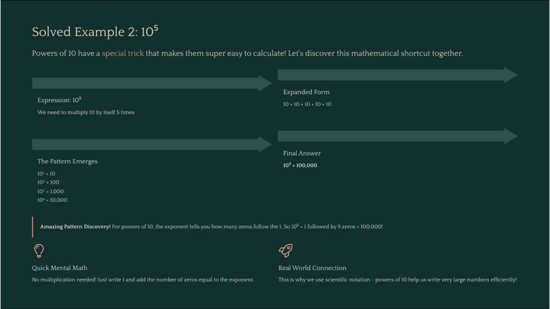Powers of 10 are special, and they're really easy to calculate. Look at 10 to the power of 5. You could write out 10 times 10 times 10 times 10 times 10. But there's a trick. The value of the exponent tells you exactly how many zeros follow the 1. Since the exponent is 5, you write the number 1 followed by 5 zeros. That gives you 100,000. This pattern makes powers of 10 essential for our number system, especially in science and engineering.